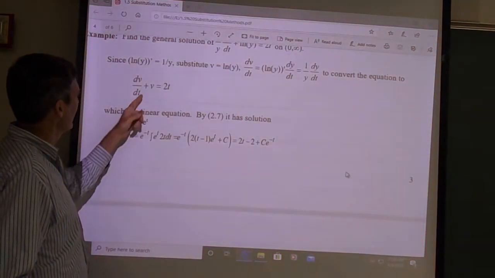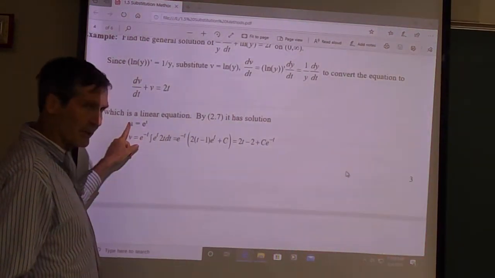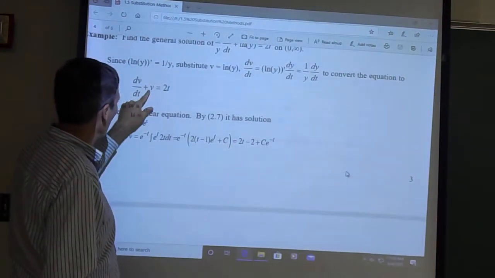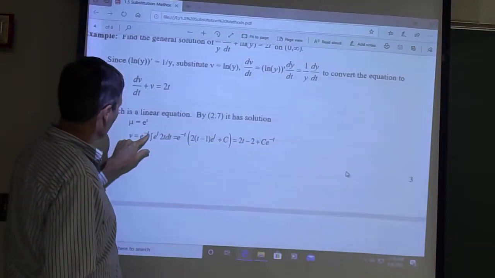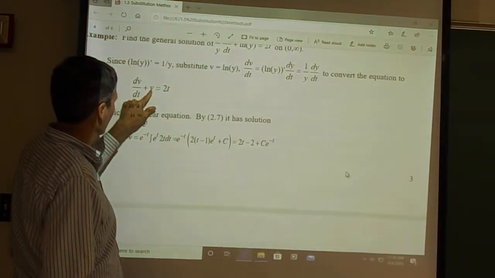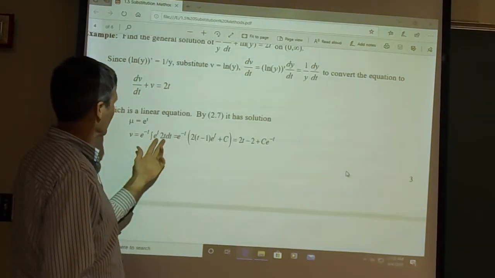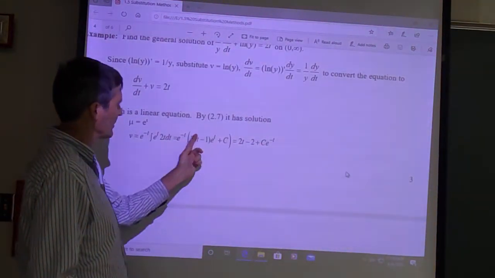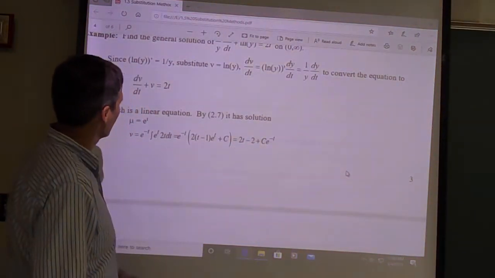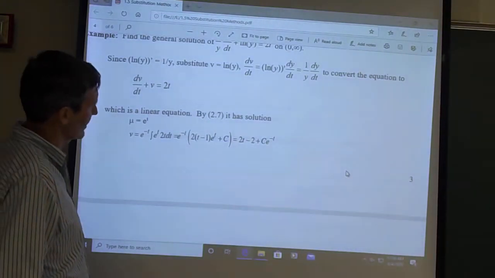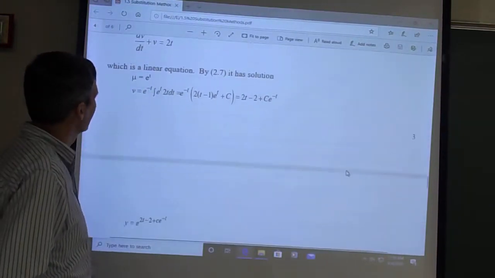Mu is e to the integral of 1 dt, whatever multiplies v here, right? That's why we did linear equations before this. It's e to the integral of 1, which is e to the t. And then the formula says v is 1 over mu, e to the minus t, times the integral of mu, e to the t, times f of t, the right-hand side, dt. So by the formula for linear equations, we see the solution is this, which is e to the minus t times all this stuff. There we have it. The set of all solutions to this equation by integration looks like 2t minus 2 plus c e to the minus t. How about that?